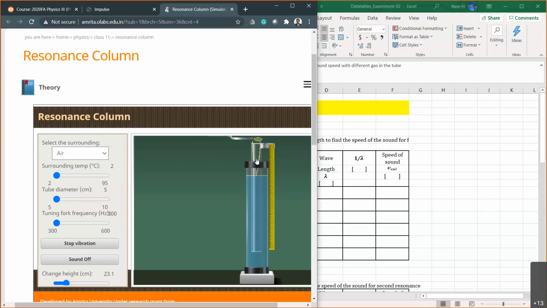Because of that, one person has to hear and the other person has to slowly move this. When the person hearing feels that is the right place, then you read the length of this tube. What we need is the length of this part, right? That's all really. So it's a very, very simple experiment. This exact setup we have in our lab too. If you're doing this part, it's exactly the same way. There's no difference at all.